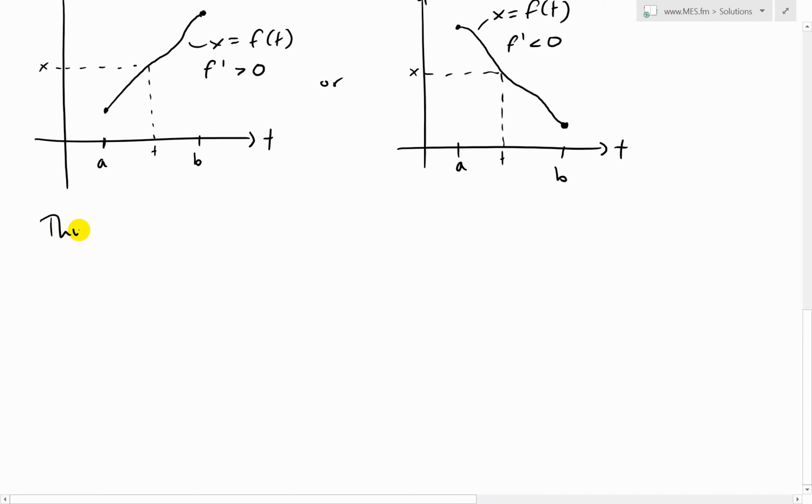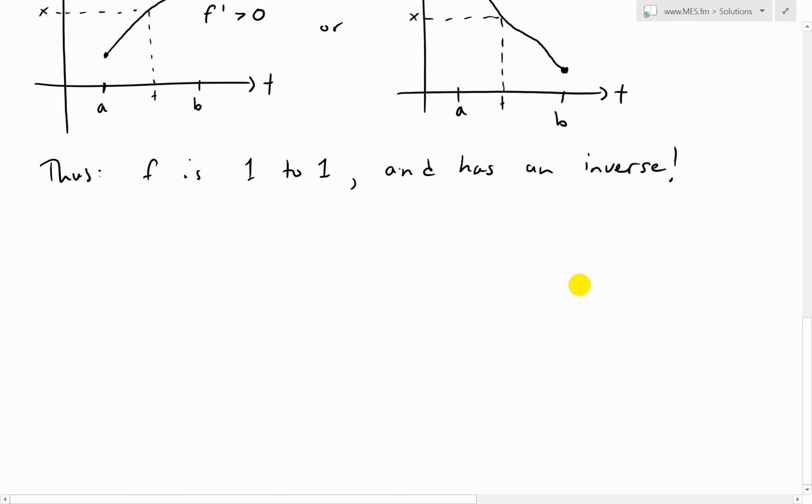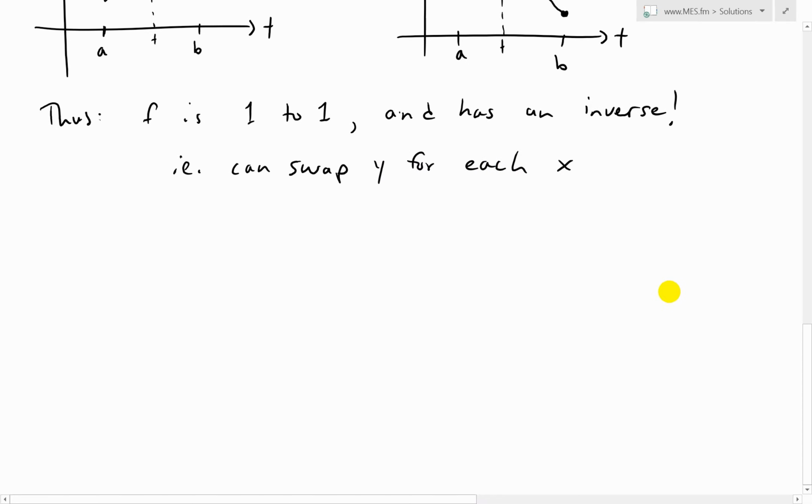So thus, f is one-to-one, and as I've gone over in my other videos, I'll put that in the link below as well. So f is one-to-one and has an inverse. And again, remember, for an inverse, all you do is switch. So it has an inverse, i.e. you could just swap y for each x. That's basically the definition of an inverse. It stems from the idea that you could just swap y for each x.